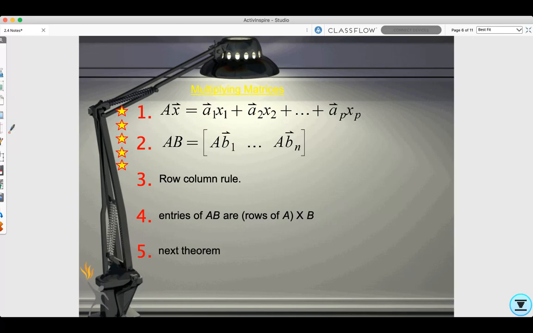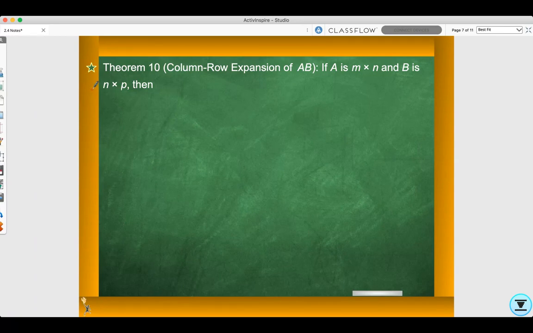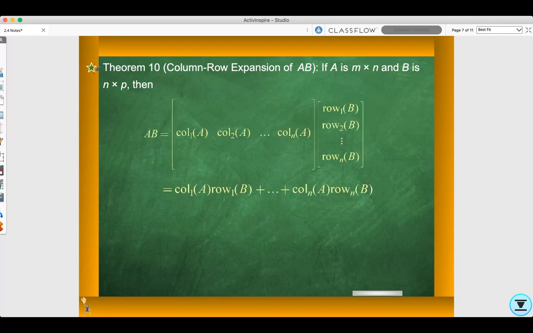And then our next theorem, which is Theorem 10. Theorem 10 states it's the column row expansion of AB. If A is an m by n matrix and B is an n by p matrix, then you can go through and multiply the columns of A by the rows of B, and you would get your answers. And we're going to demonstrate that on the next example as well.